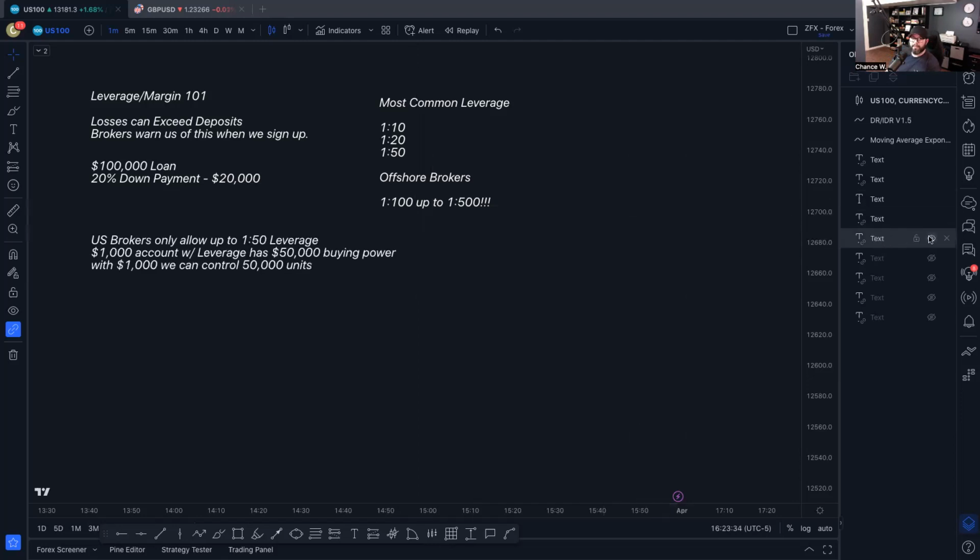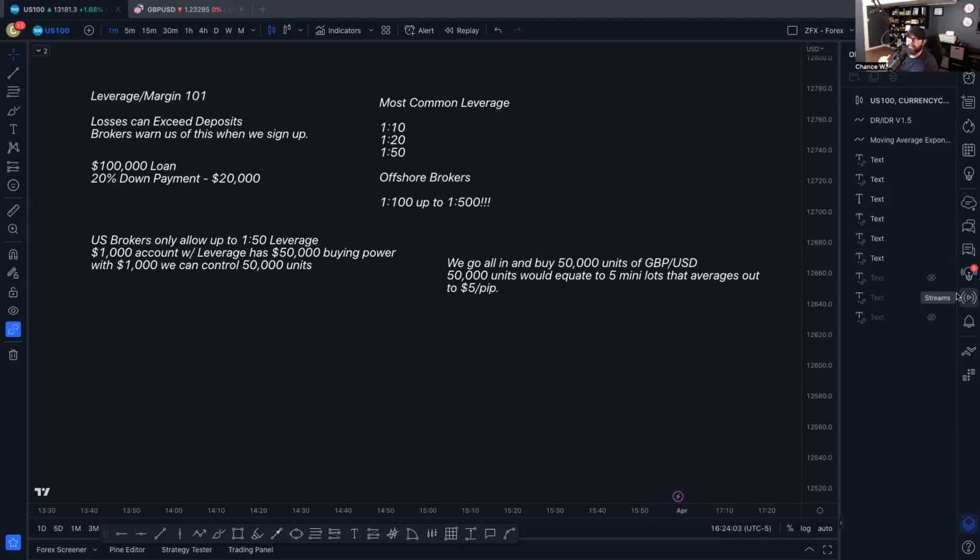So I said US brokers only allow up to 1 to 50. So if we open an account with $1,000 with a US broker with leverage, we have $50,000 worth of buying power. So with $1,000, we can control 50,000 units. Let's see here. So if we were to place a trade with $1,000, this is how leverage can hurt us.